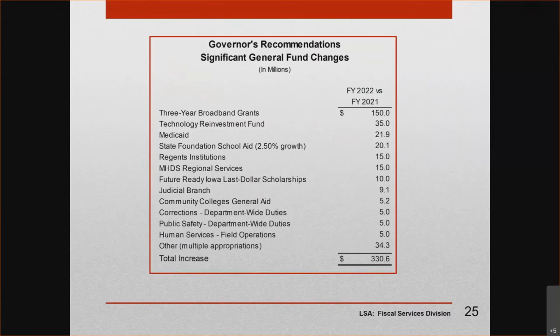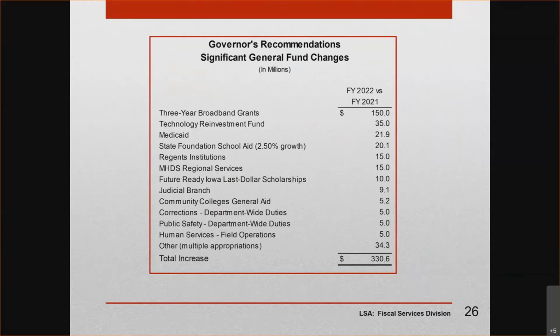Here is a list of the significant increases in the governor's budget. I'm not going to go through this whole list, but clearly the governor's main emphasis in her budget this year is broadband funding. She has a recommendation that totals $450 million over 3 fiscal years. So it's $150 million per year for 22, 23, and 24. Her stated objective is to have the state completely covered with broadband service by 2025.